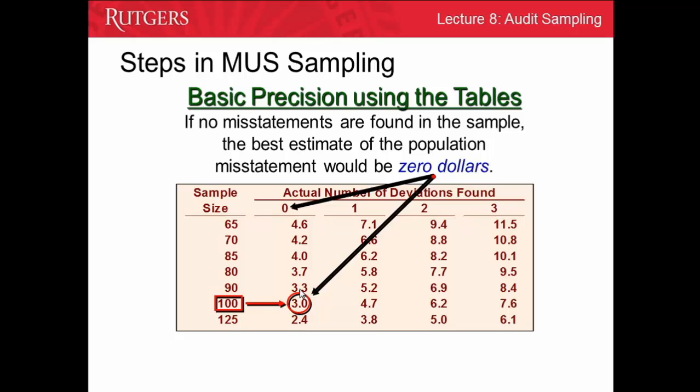Or we can see that the upper misstatement factor is 3.1. So then the upper misstatement limit is 90,646, which equals the $26,882 multiplied by 3.